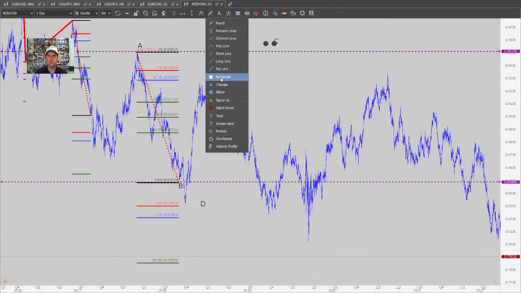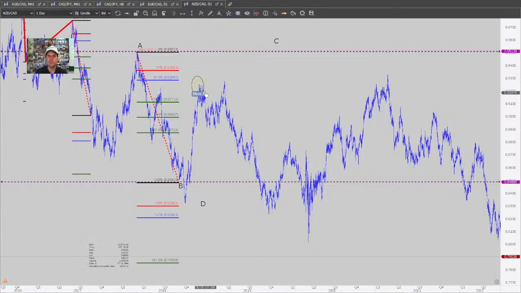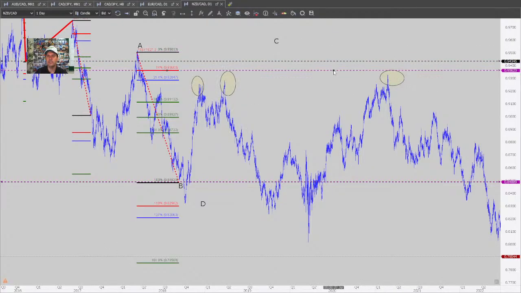Which one is the C, everybody? Is the first circle the C? Is the second circle the C? Or is the third circle the C? Which one is the C, everybody?